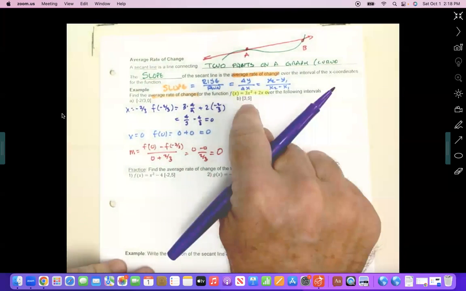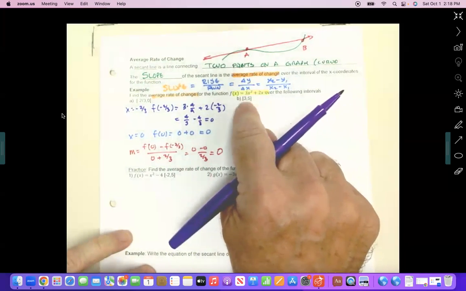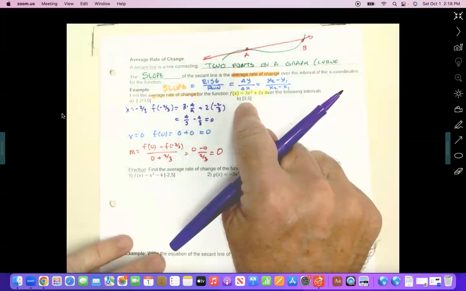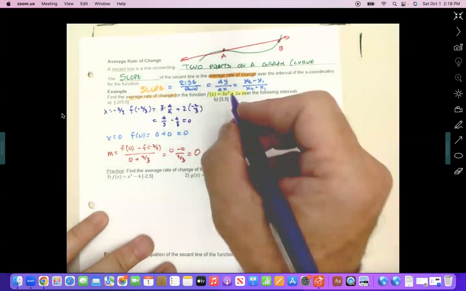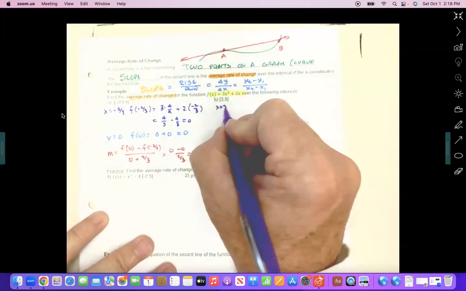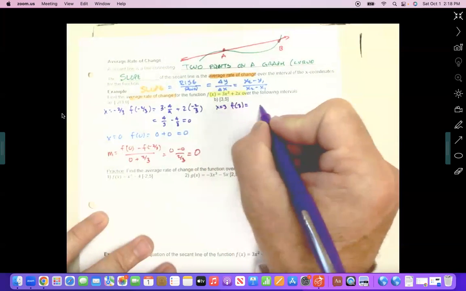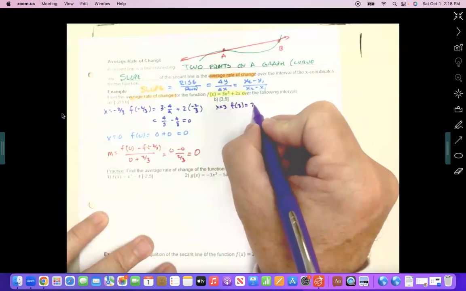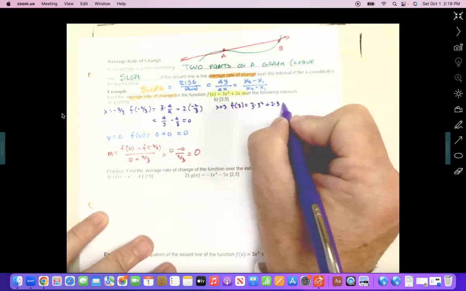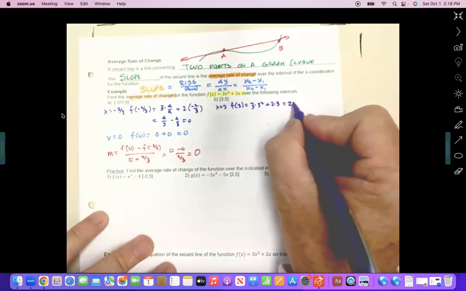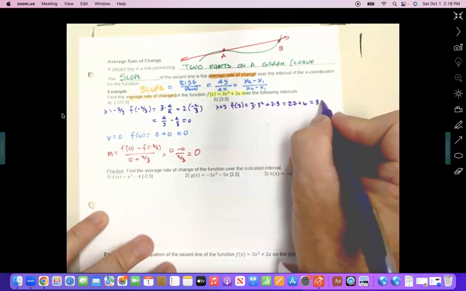Let's try the interval from x equals 3 to x equals 5 and see what we get. Let's start off with x equals 3 and find f of 3. This will be 3 times 3 squared plus 2 times 3, or 27 plus 6, which gives us 33.